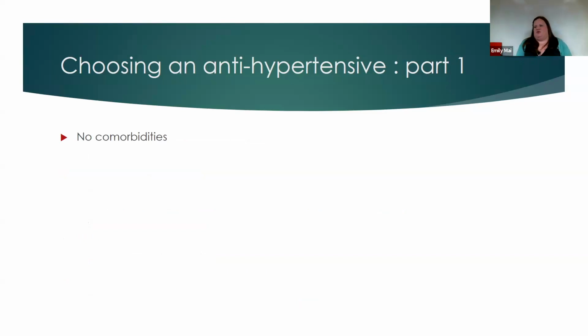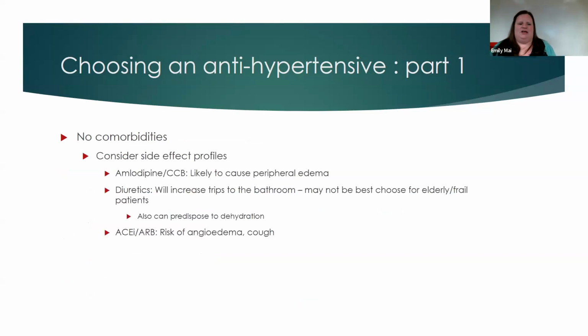And then for our patients who have no comorbidities, really you just want to look at your side effect profiles, what that person might want or not want to tolerate. So for amlodipine specifically, you're going to get peripheral edema that might bother some patients. A person who already has venous stasis is probably not going to be your first choice for that patient.